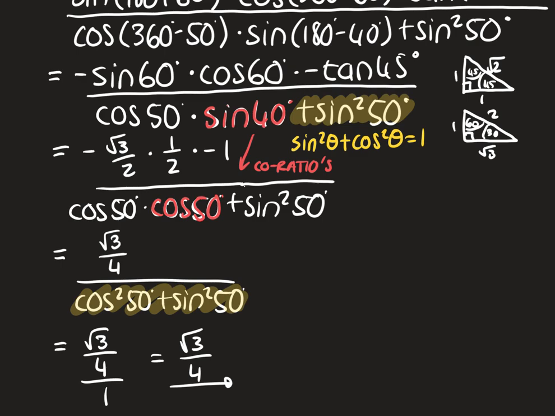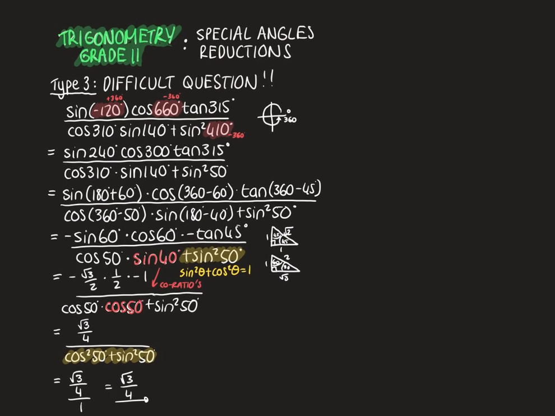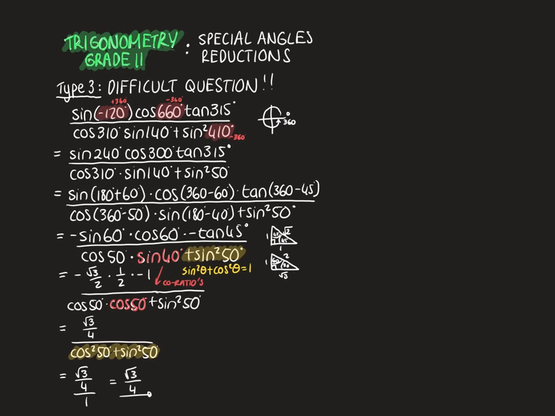Okay, little note there. There are a lot of things that we need to see with trigonometry, but like I said, the theory needs to be there. We need to know our co-ratios. We need to know our CAST diagram. We need to know our special angles, and we need to know our basic reductions. But now also what we're including is we need to know our identities. Okay, identities are extremely important as well.